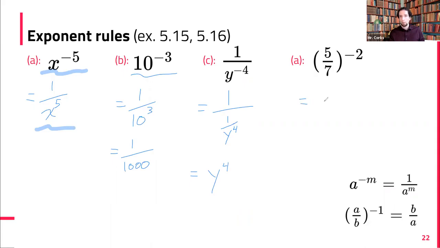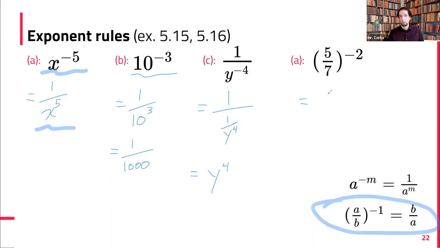Last one. We'll do multiple steps. Give me just the first step here first. 1 over 5 over 7 squared. Okay, one more step from that, using the rule that we have down here.